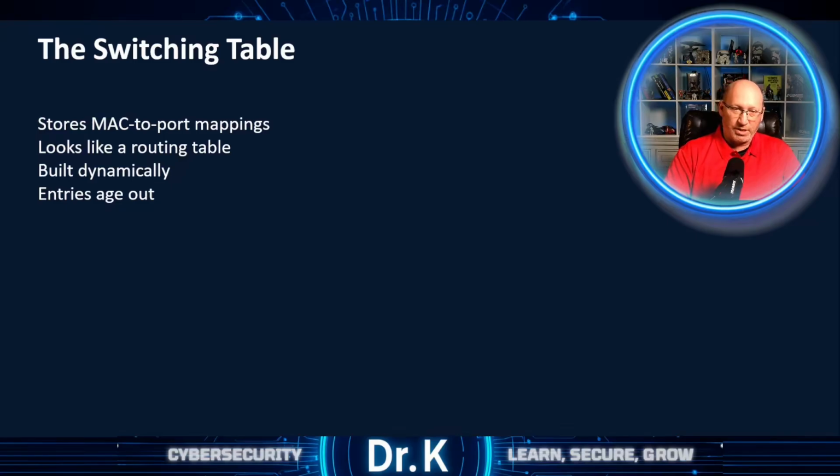Each switch maintains a forwarding table, sometimes called a MAC address table. This table maps MAC addresses to specific ports. When a frame arrives, the switch consults this table to determine the correct outgoing interface. Entries are learned dynamically and expire after a period of inactivity to prevent stale mappings.